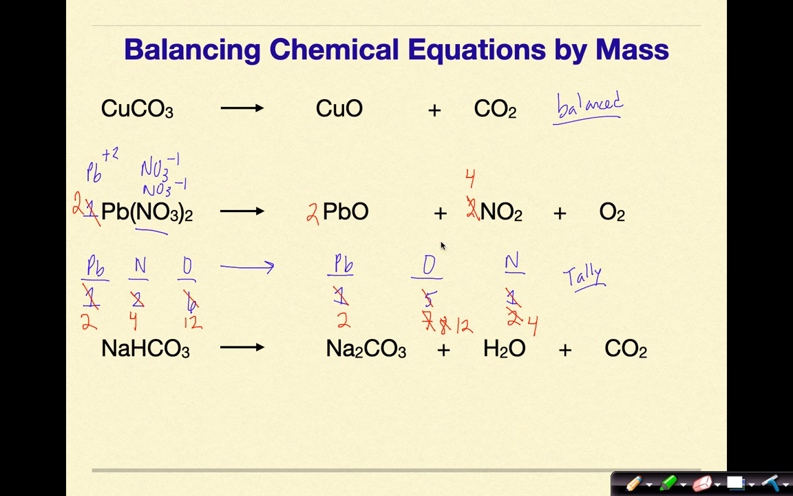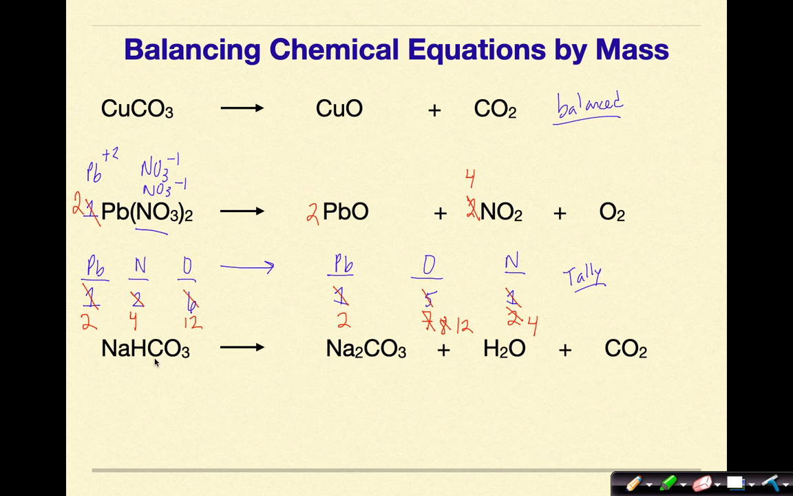Let's check our tally. Leads are in balance, 2 and 2. Nitrogens are in balance, 4 and 4. And oxygens are in balance, 12 and 12. 2 to 2 to 4 to 1. That is the lowest numbered ratio of coefficients. Our equation is balanced. Let's examine this problem.